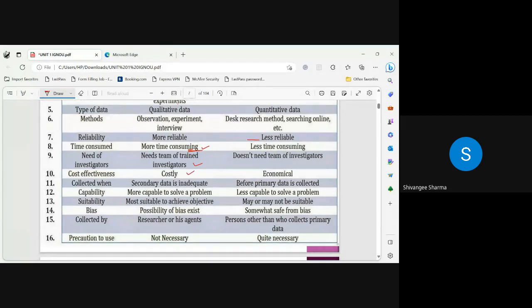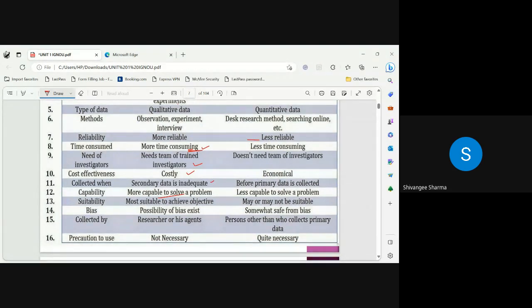It is costly. Secondary data is basically inadequate, right? And if we talk about capability, primary data is capable of solving a problem more than the secondary data, because secondary data is actually aggregated for some other problem. You are only using it because you think that this data is also helpful in your research.